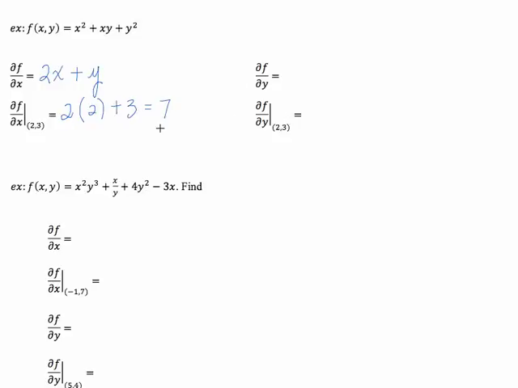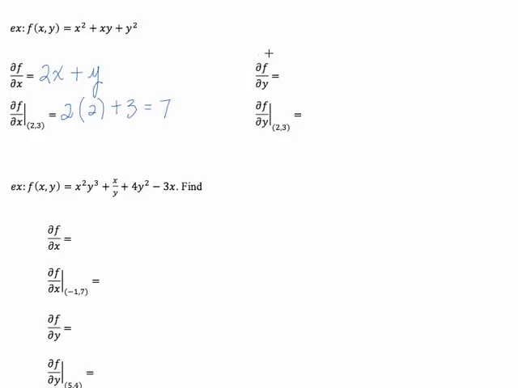Okay, and that would give you 7. So that would mean that in the x direction, you're treating y as a constant. If your surface here intersects a plane that is parallel to the x-axis, at the point where they intersect, the slope of the tangent line is 7 at (2, 3).